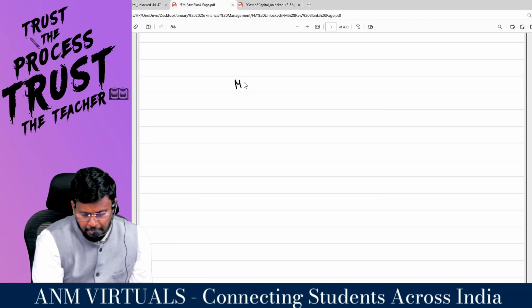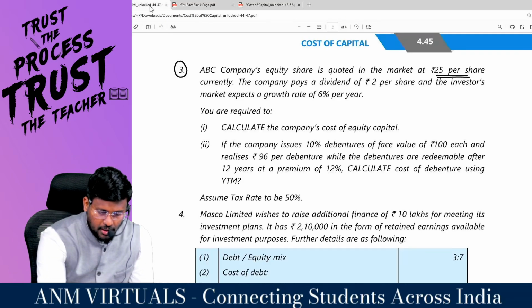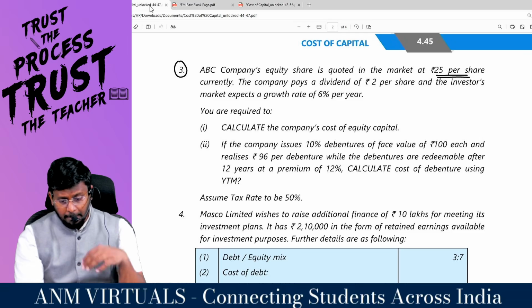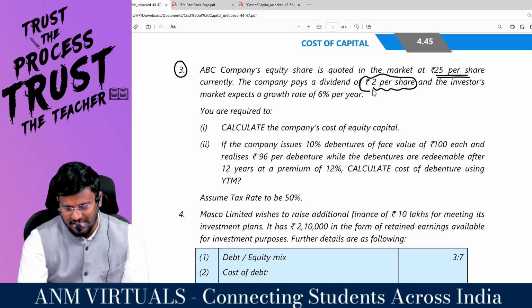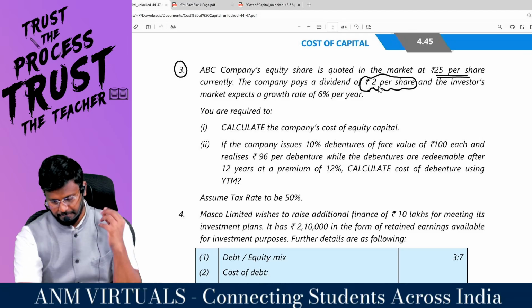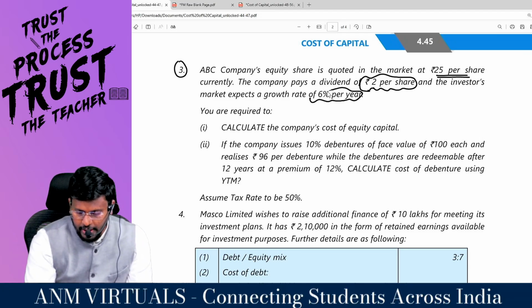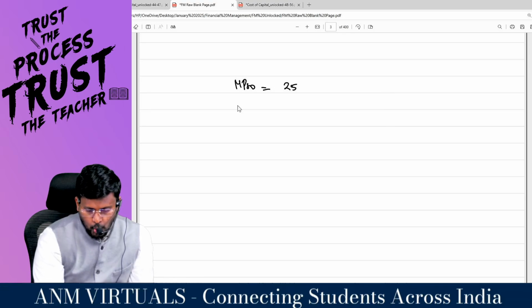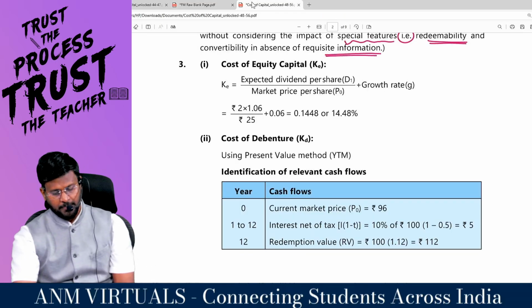That means MPS0 is equal to 25. Currently, one share is selling at 25, my dear lovable students. The company pays a dividend of 2 per share. So last year they paid 2 per share. And investor, market expect a growth rate of how much percent? So DPS 0 is equal to 2 per share and growth rate is equal to 6 percentage.